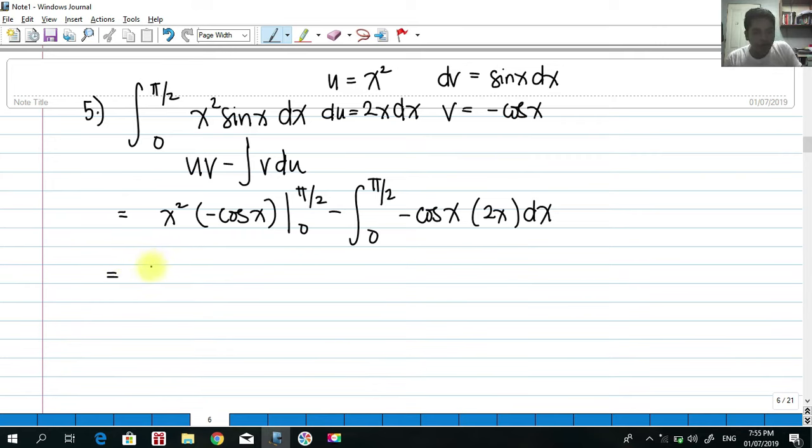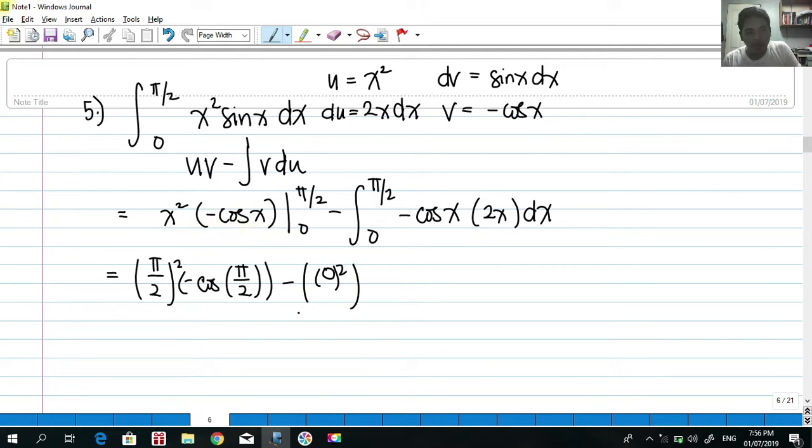What will happen here is that we have x squared, pi over 2 squared, times cosine of x, cosine of the upper limit b, minus the 0 squared term. Of course, because the lower limit is 0, we substitute 0. Any number multiplied by 0 should be 0, so this minus term will become 0. And on this side, we can factor out the negative sign so that it becomes positive. We can factor out 2.